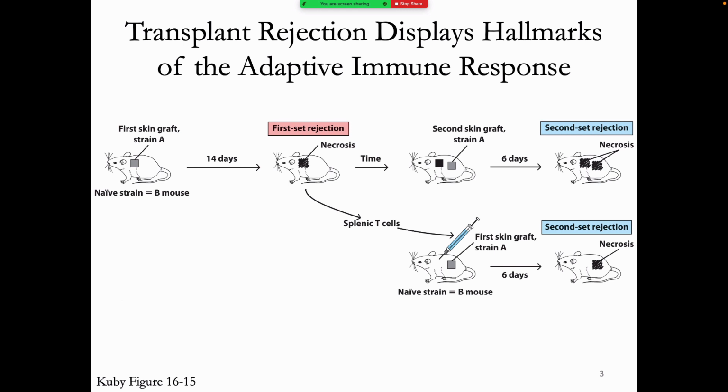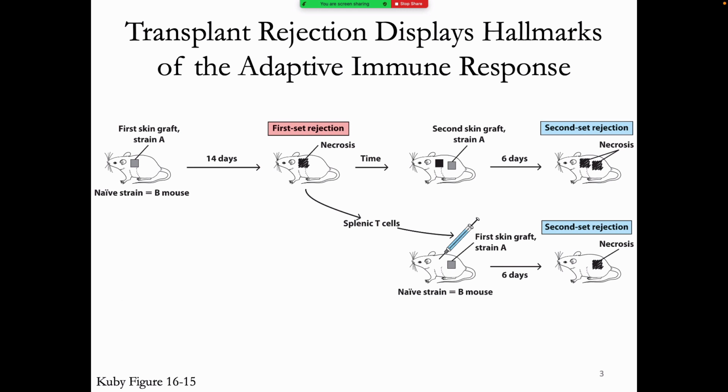We could first have a mouse of strain B, and we could give that mouse a skin graft from strain A. So you can see the skin doesn't quite match the mouse. If we give a mouse a non-matched skin graft, within about 14 days, we will see that skin graft get rejected. And so you can see that rejection. In fact, that skin is going to get attacked. It's not going to persist in that mouse.